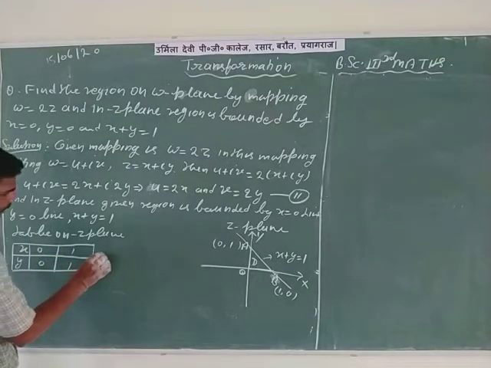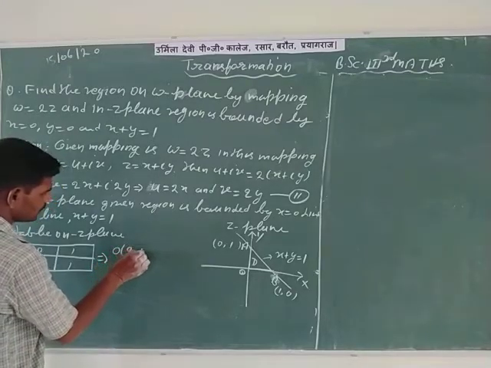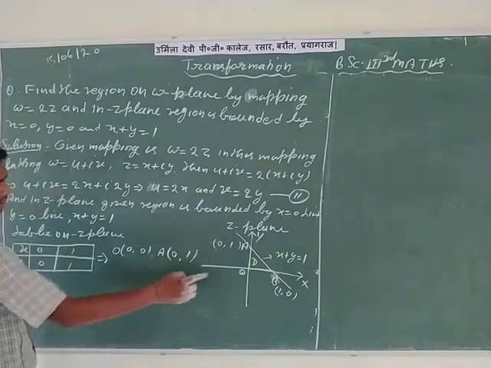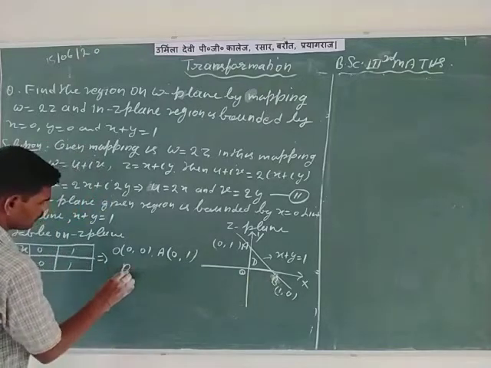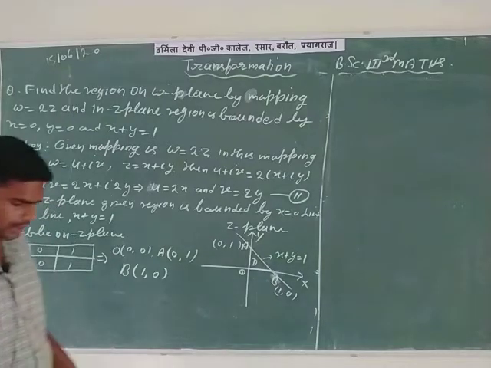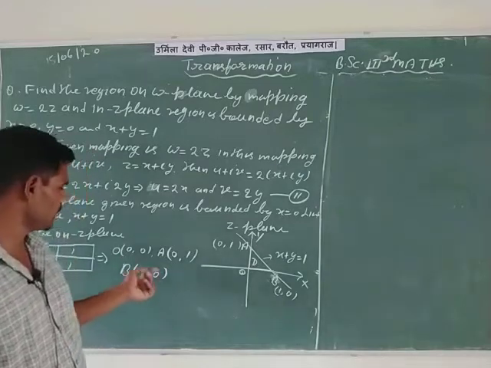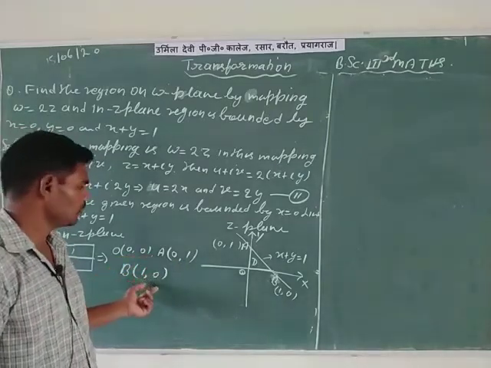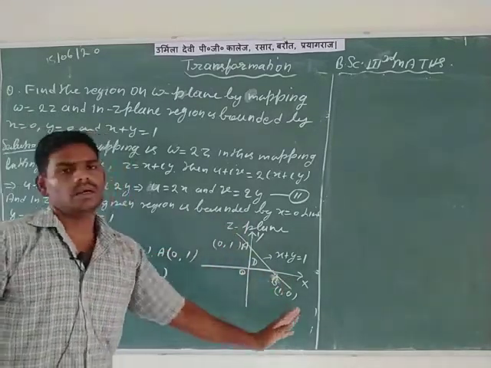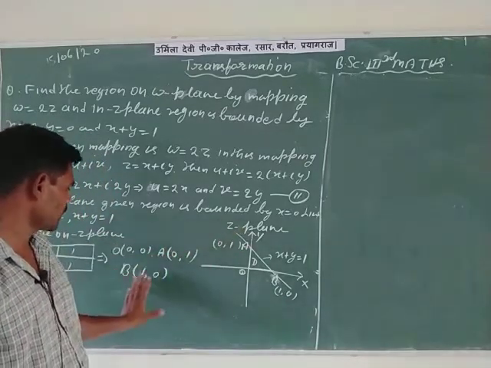It implies that the points on the Z plane are capital O with coordinates 0, 0, capital A with coordinates 0, 1, and point capital B whose coordinates are 1, 0. These lie on the y-axis, the x-axis, and the line x plus y is equal to 1. So the Z plane points are clear.